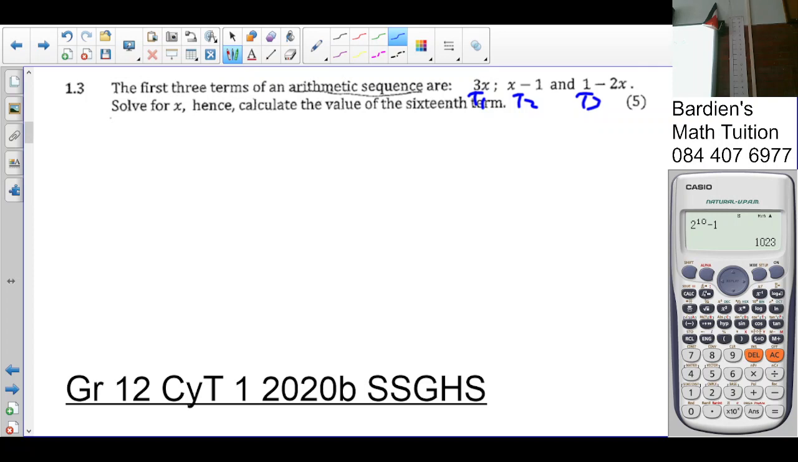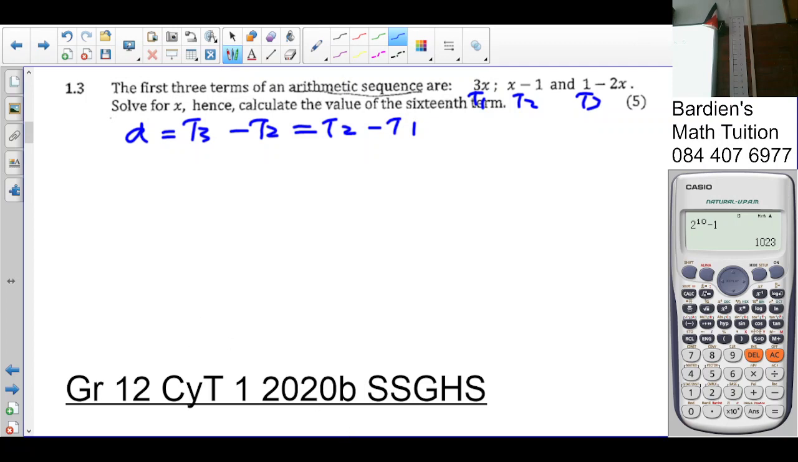Okay? 3x, x minus 1 and 1 minus 2x. Solve for x, hence calculate the value of the 16th term. So first I need to solve for x. It's arithmetic, and exclusive to arithmetic sequences, it has a common difference. So it's going to be T3 minus T2 equals T2 minus T1.